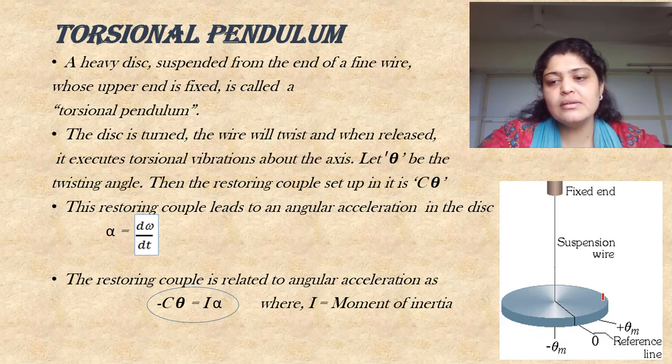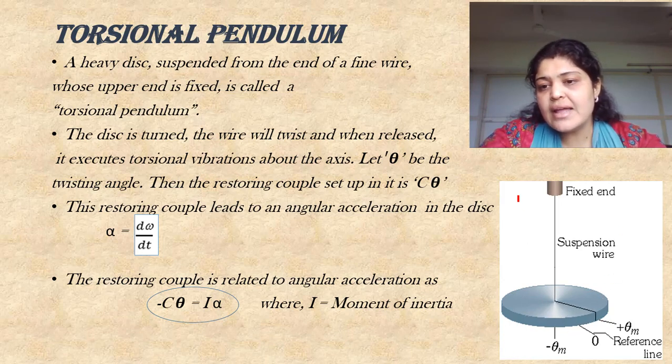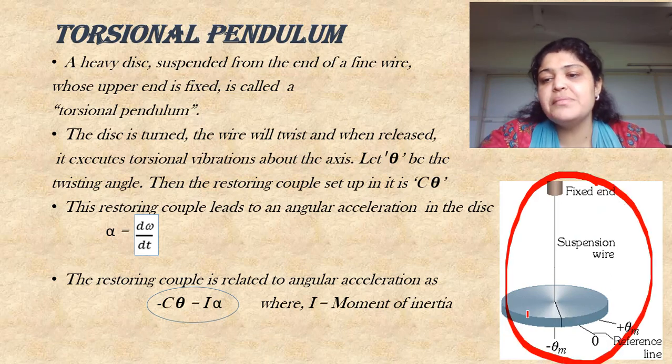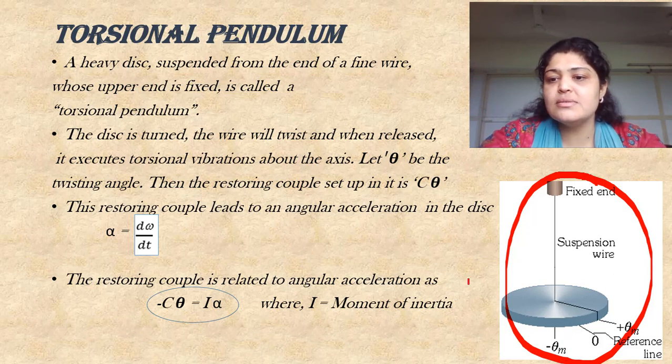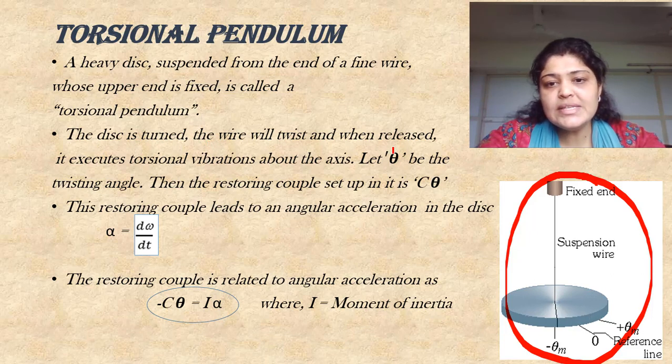When you twist a disc connected in this manner, it will resist and come back in the opposite direction. Suppose I consider this as my reference line. Plus theta is the twist I gave, minus theta it will go on its own. Again plus theta, again minus theta. Based on the animation you can see that this exhibits simple harmonic motion. So we'll be finding out the period of oscillation of this motion. The disc is turned, the wire will twist, and when released it will execute torsional vibrations.